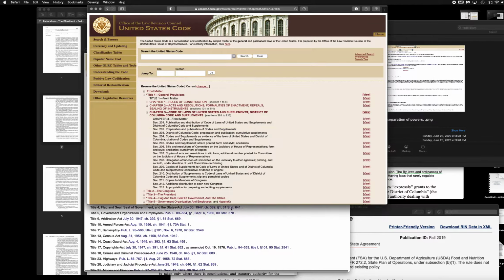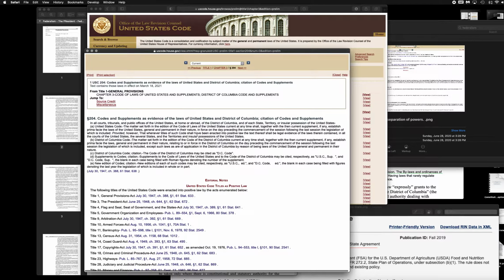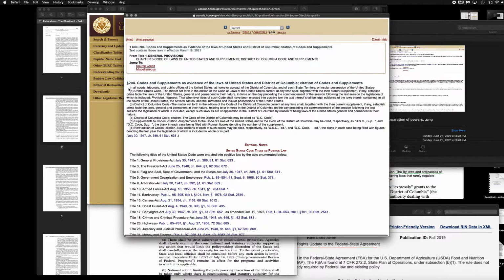These are updated daily. When Trump was in office, I don't know how often they update them now. This one says March 18th, which was yesterday. So March 18th, 2021. So this is current law.